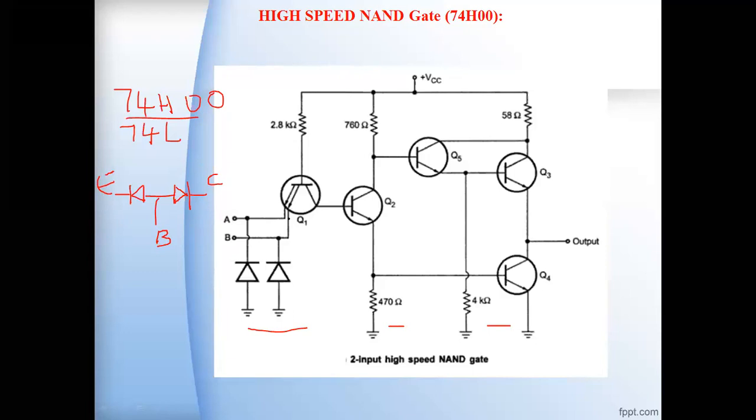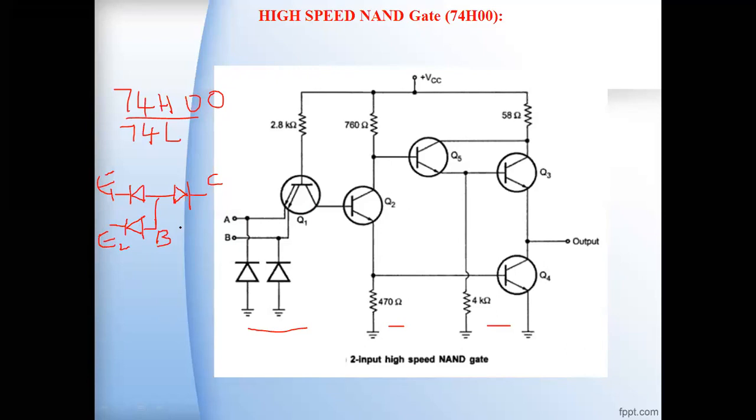Now when you have a multi-emitter transistor, it means you are additionally providing one more PN junction diode to the transistor. See here, emitter 1 and emitter 2. So now the equivalent circuit of this multi-emitter transistor can be viewed like this.